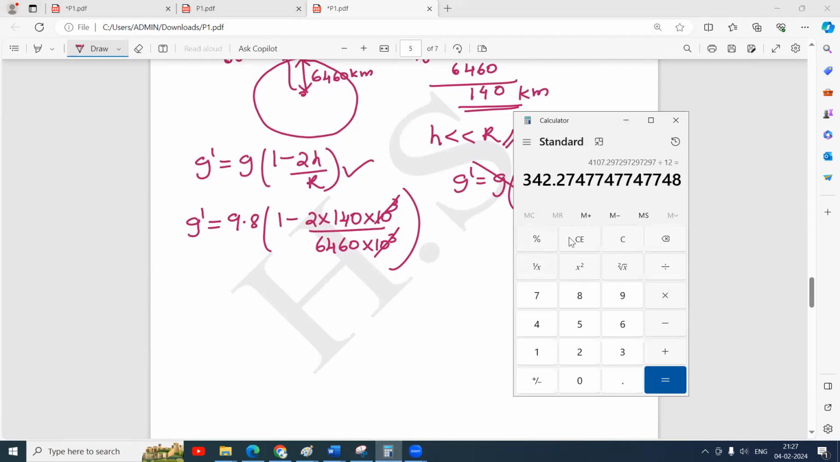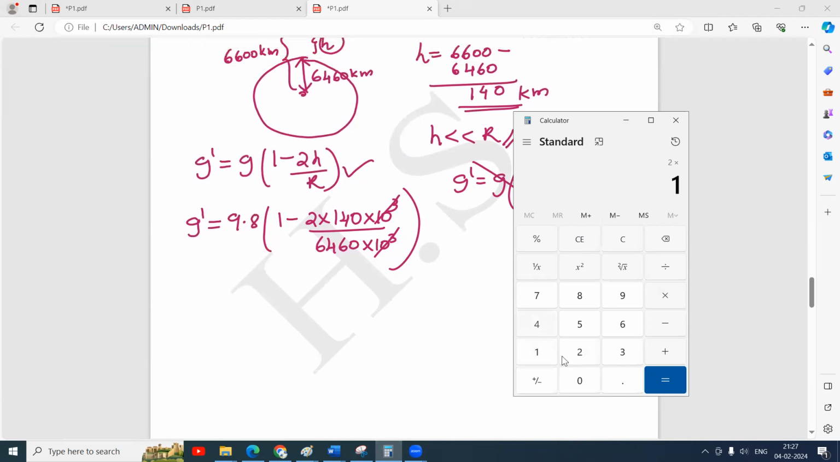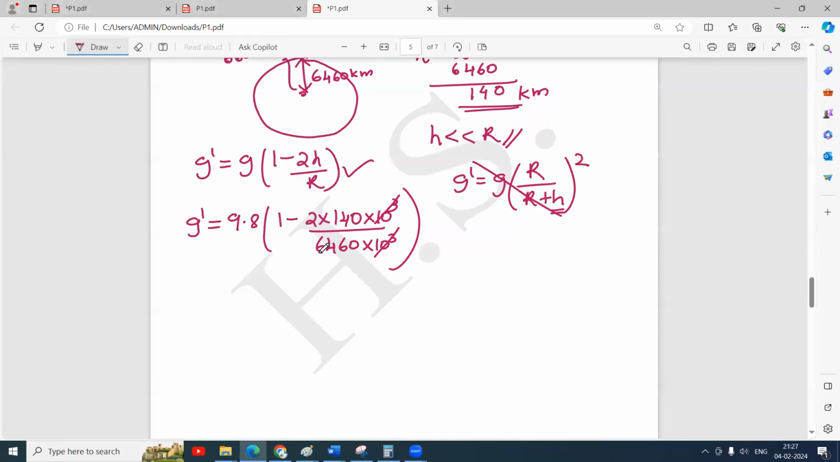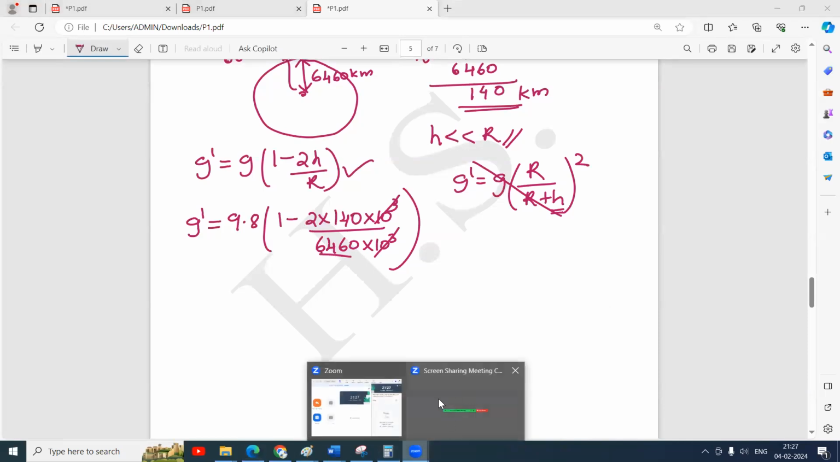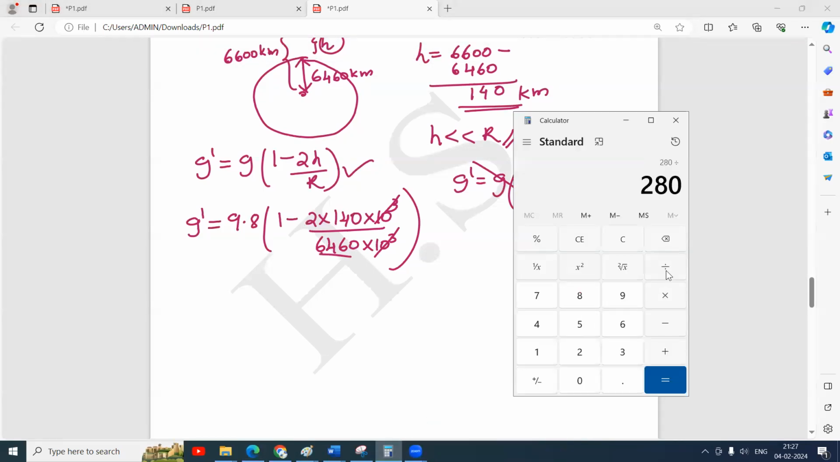Now we can directly calculate this using the calculator. So 2 into 140 will be 280. And divided by 6,460. That comes to 0.0433.